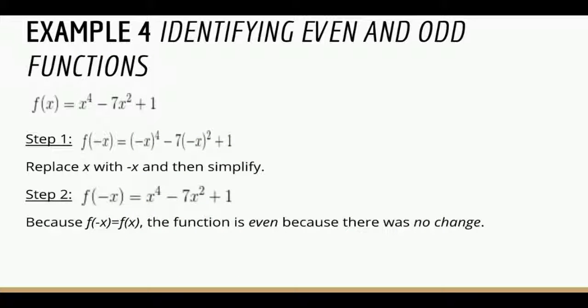For example 4, we'll be identifying even and odd functions. Take f(x) equals x to the fourth minus 7x squared plus 1. For step 1, replace x with negative x and then simplify. And then for step 2, because f(-x) equals f(x), the function is even because there was no change.